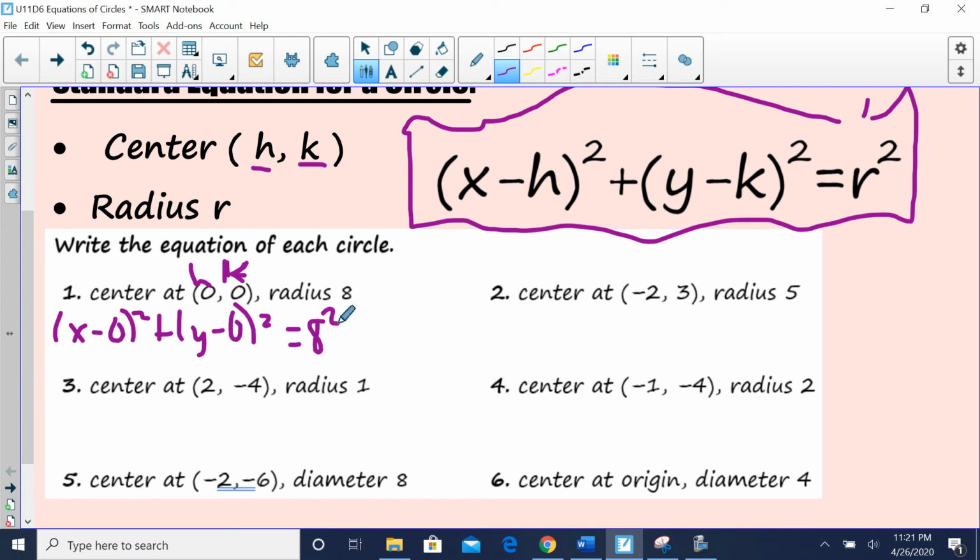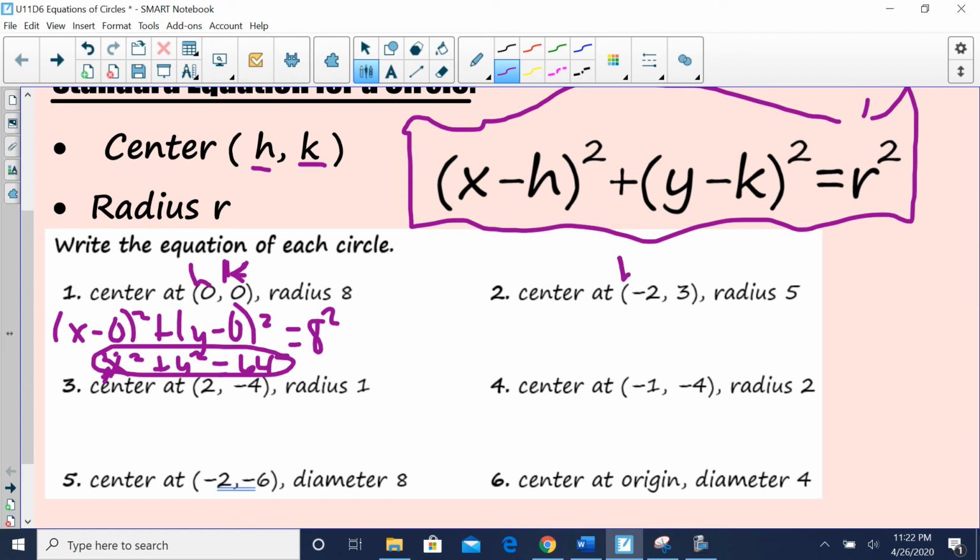Do I have to write it as x minus 0? No, I don't have to show the 0 there. So I could really just be writing this as x squared plus y squared is equal to, what's 8 squared? 8 times 8 is 64. And then this would be my equation of my circle. Okay? Let's try another one.